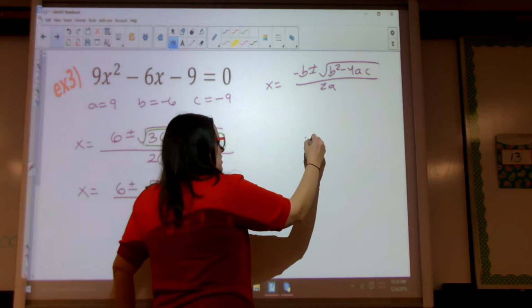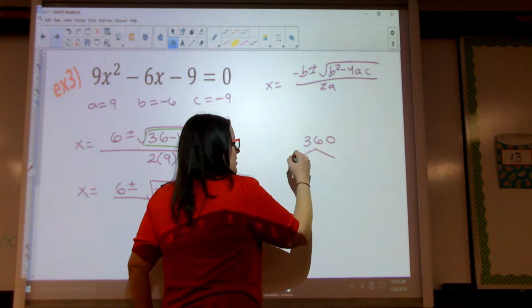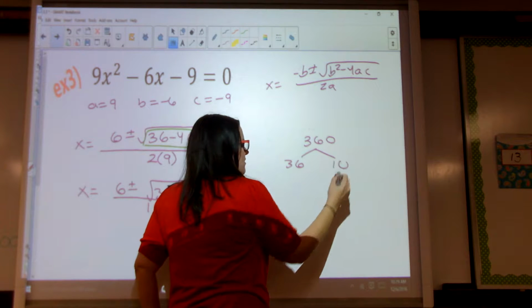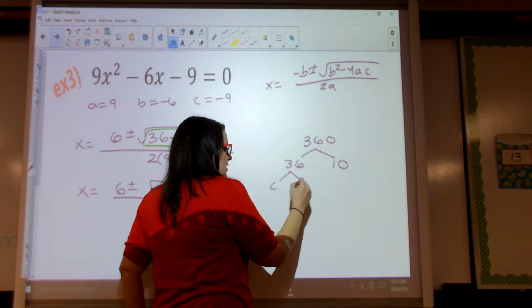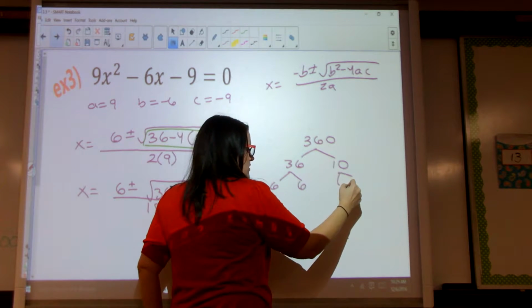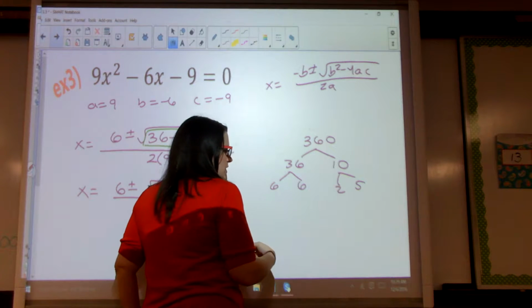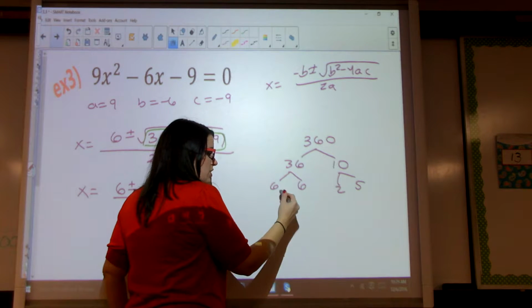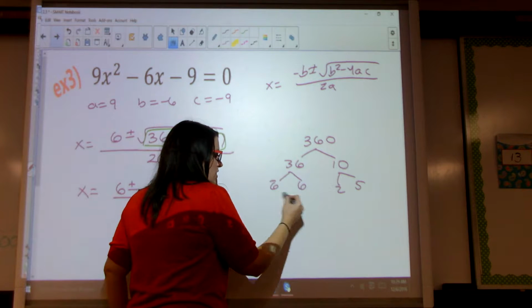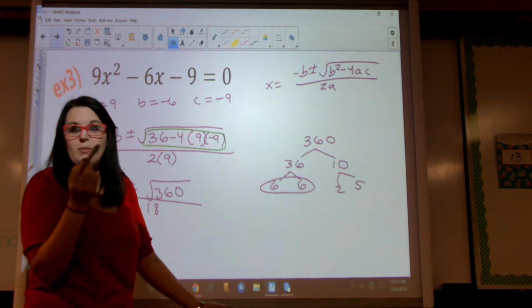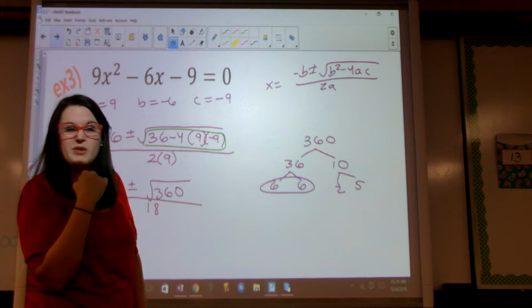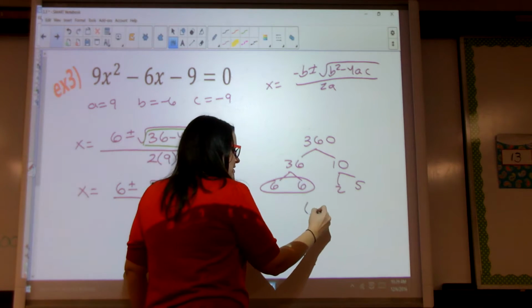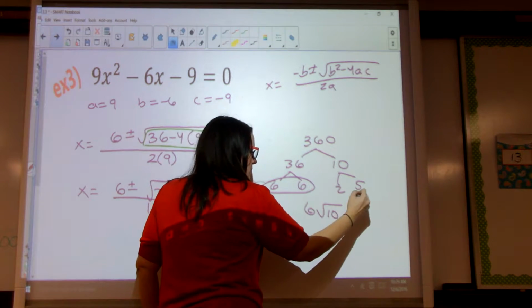So let's reduce it. I'm going to go 36 and 10. 6 and 6. 2 and 5. And I could take this down to 2 and 3, 2 and 3, but I already see a pair. I'm going to circle the pair, kind of a shortcut. I have 6 square root of 10 when I put those back inside.